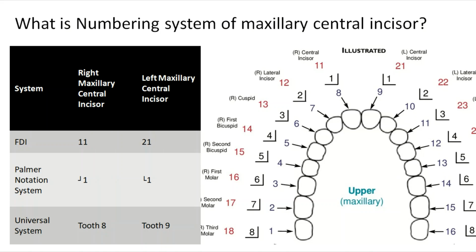Then, what is the numbering system of the maxillary central incisor? We will see and discuss the different numbering systems used around the world. In the FDI system, the maxillary central incisors are 11 and 21. The Palmer notation system is given by 1 and 1 with different brackets. In the universal numbering system, we will see tooth numbers 8 and 9.